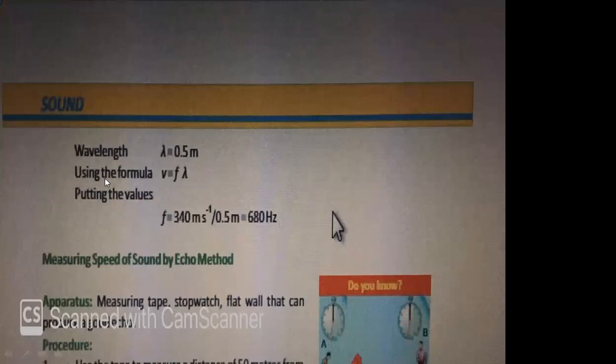I will use this formula V is equal to F lambda to calculate the frequency. Since I want to find out the frequency, to separate out frequency, F is equal to V by lambda. So I will just put the values. V is equal to 340 and lambda is 0.5. If I solve this, 340 divided by 0.5, we will get 680. And you know the unit of the frequency is hertz. So my frequency is 680 hertz. Now, this is the end of the topic 11.3.